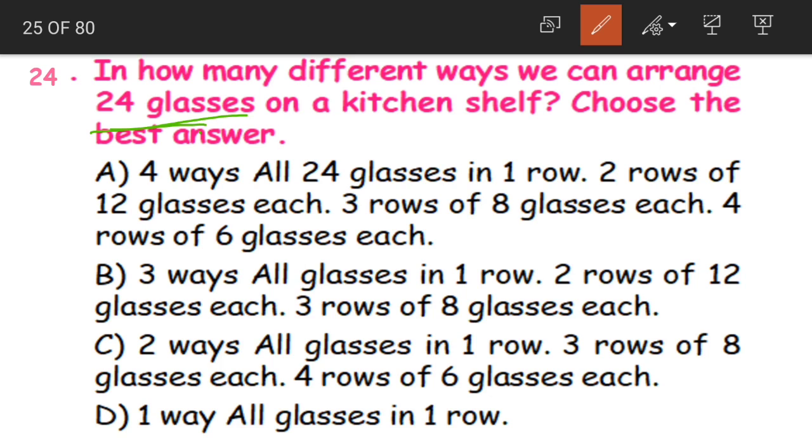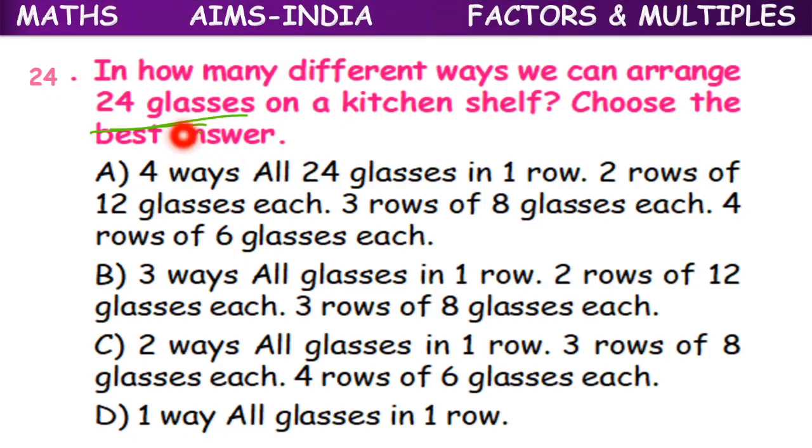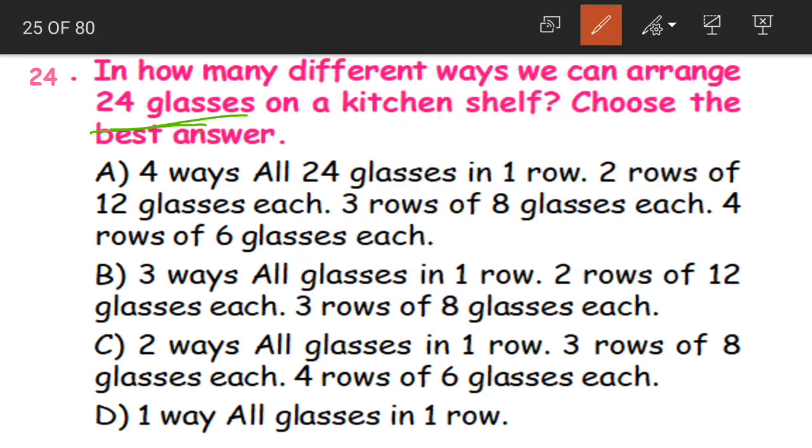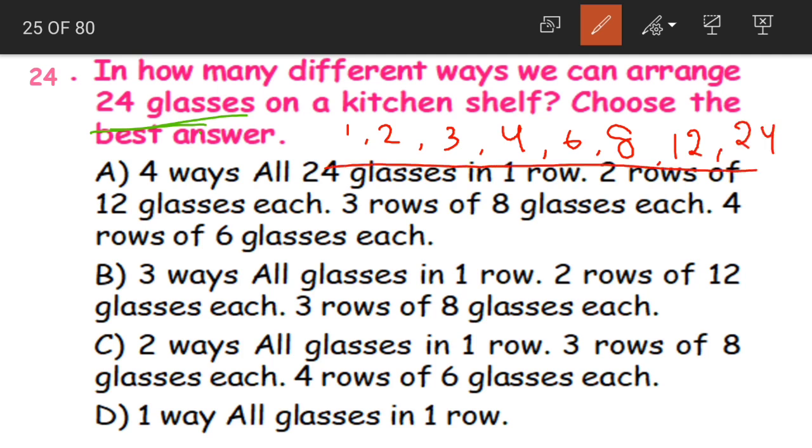Now for the answer to this question, you can ask, how is this arrangement related to our factors and multiples? That is because here we write the factors of 24. What are the factors of 24, children? 1, 2, 3, 4, 6, 8, 12 and 24. These 8 numbers are the factors of 24. So these become the arrangements.